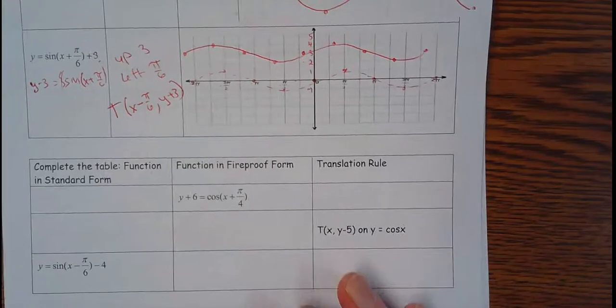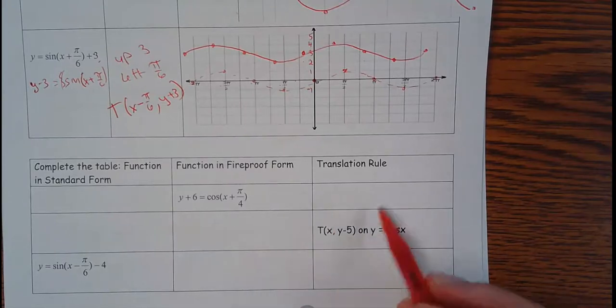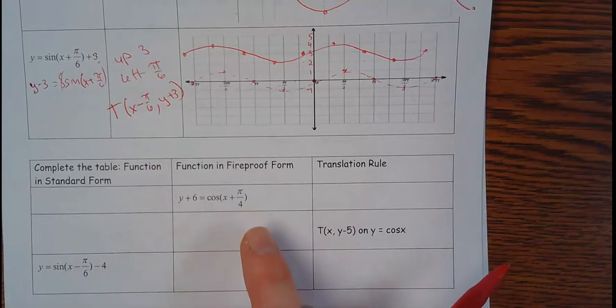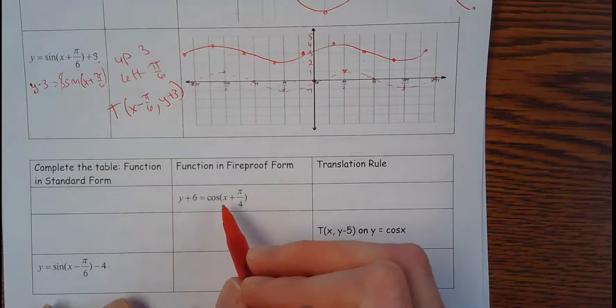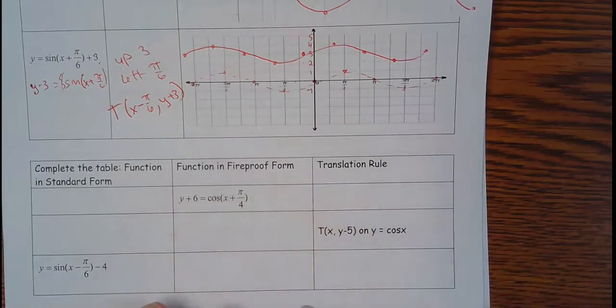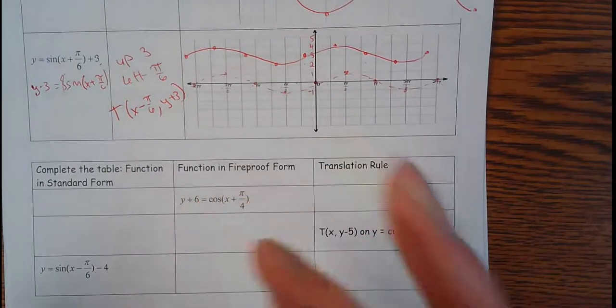Okay. Now, one's the bottom, so just kind of going back and forth here. So what would be in standard form? What's a fireproof form? What's the translation rule? So this guy here, I can see in fireproof, I think it's the easiest way to look at it.